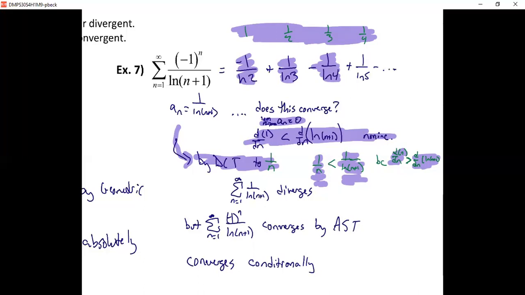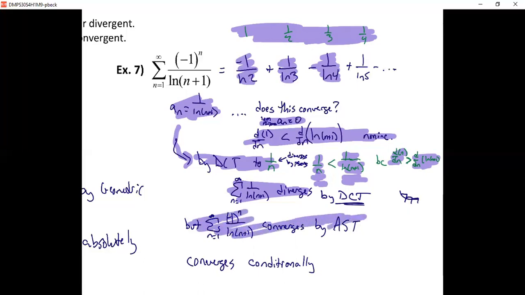I didn't write down why, so this diverges. 1 over n diverges by the p-series. Therefore, the one we're looking for, 1 over the natural log of n plus 1, also diverges by the direct comparison test. Once again, the smaller one diverged, so the larger one has to diverge. But this one converges by the alternating series test, as we also said. Therefore, we have conditional convergence.